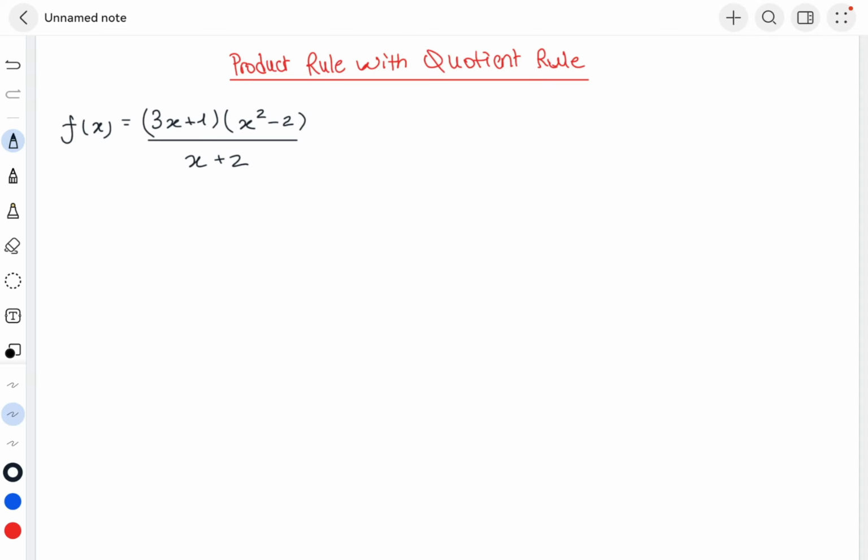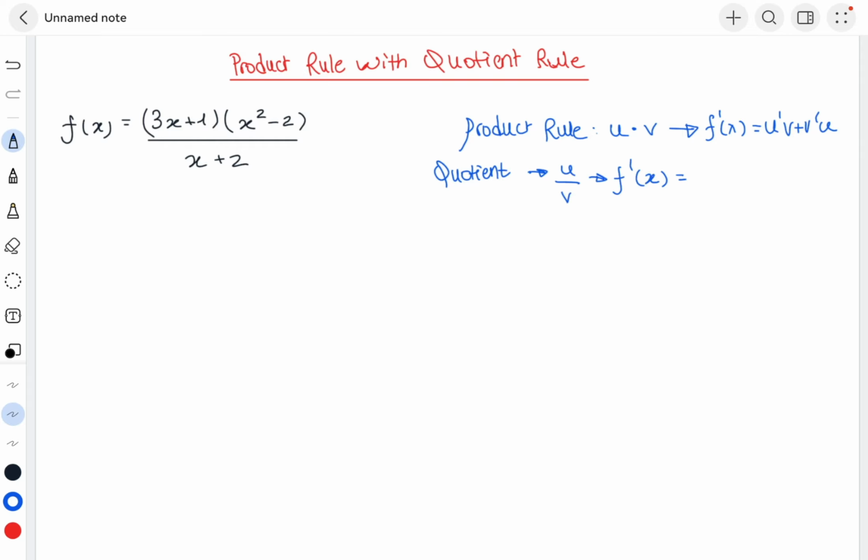Let's recall first the product rule and quotient rule. Product rule is whenever we have two stuff multiplied by each other, u times v. The derivative of it would be u prime v plus v prime u. Quotient rule is whenever we have u over v, and the derivative of it would be u prime v minus v prime u all over v squared.